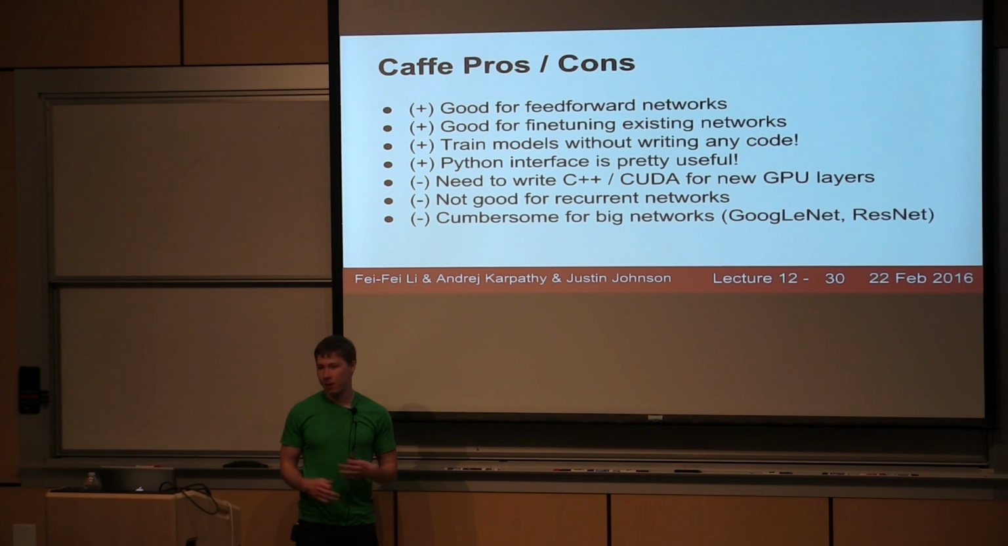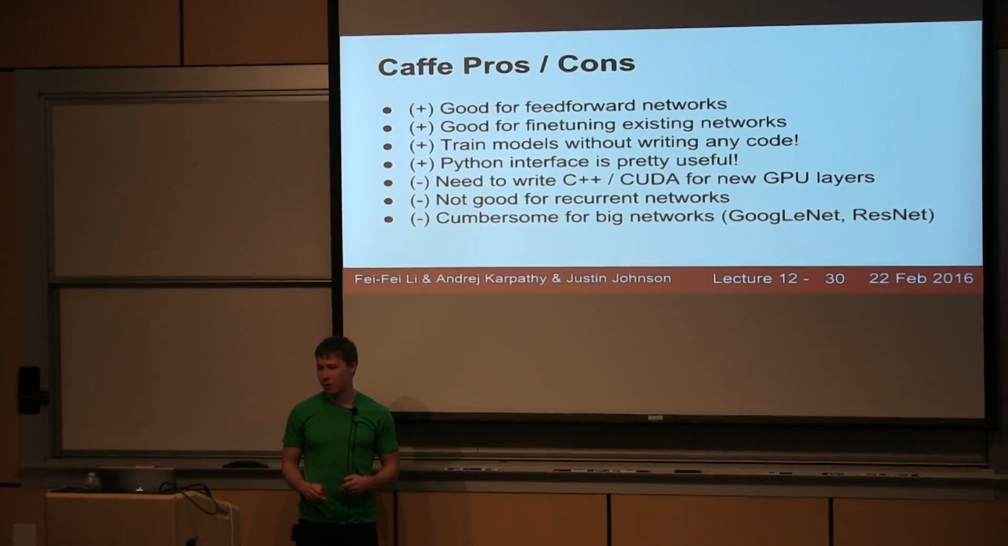It has a Python interface, which is quite nice for slightly more complex use cases, but it can be cumbersome when things get really crazy. When you have really big networks like ResNet or GoogleNet, especially with repeated module patterns, it can be tedious. And for things like recurrent networks, where you want to share weights between different parts of the network, it can be cumbersome in Caffe. It is possible, but it's probably not the best thing to use for that.